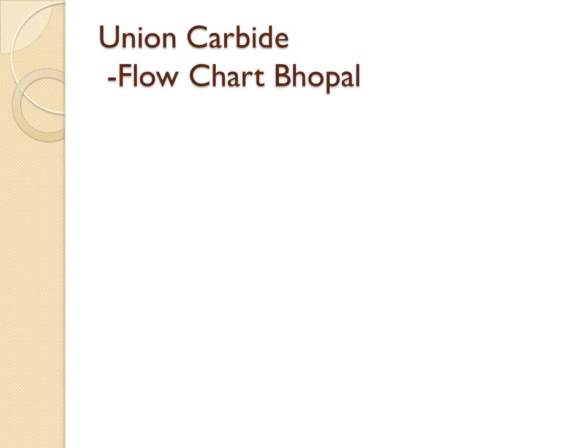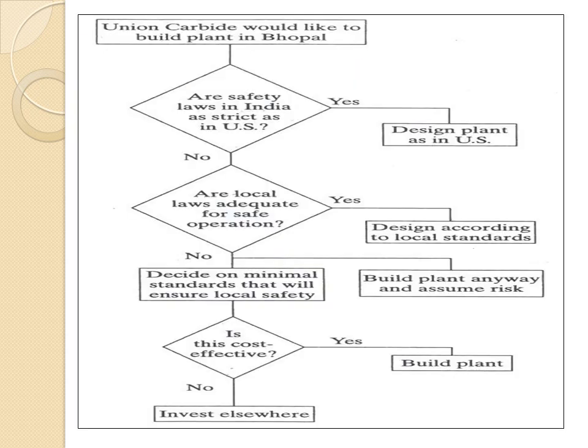Okay, so, Union Carbide flow chart for Bhopal. Now see, we begin with the problem that this company wants to build a plant in Bhopal. That is at the top, the first thing. First step: are safety laws in India as strict as in the US? If the answer is yes, then the flow chart ends here. They say design the plant as in the US.